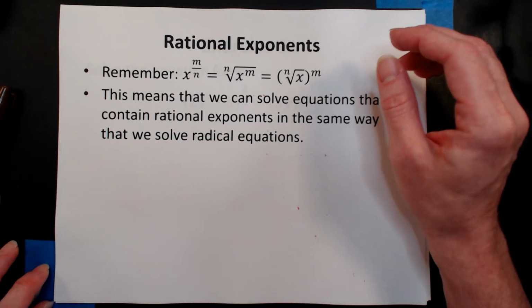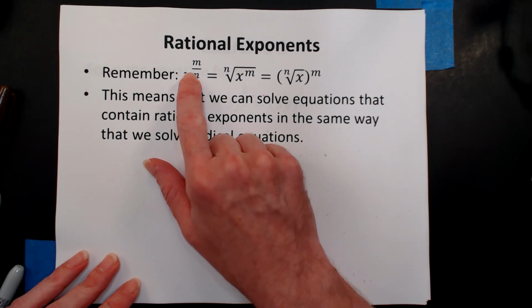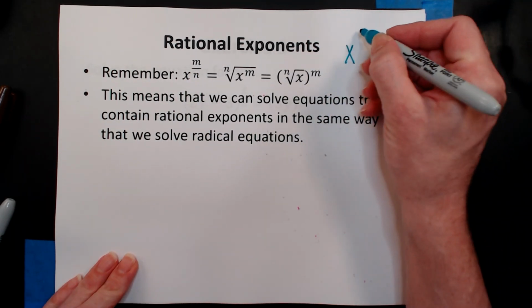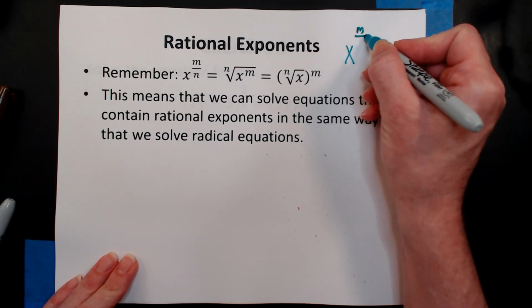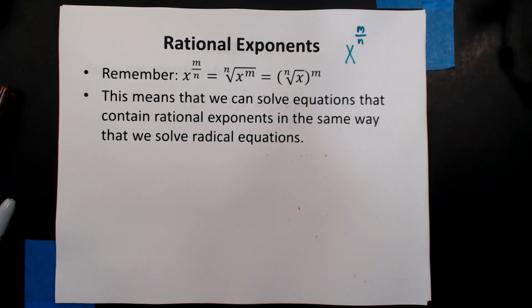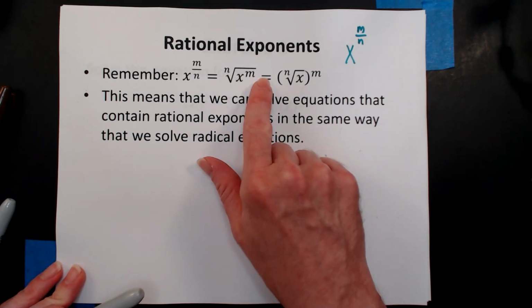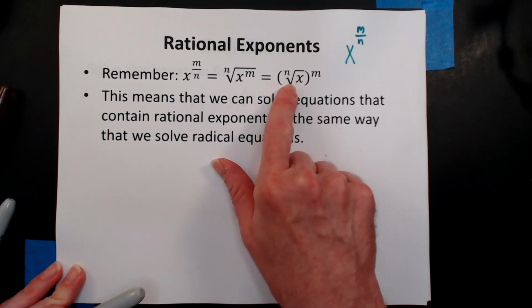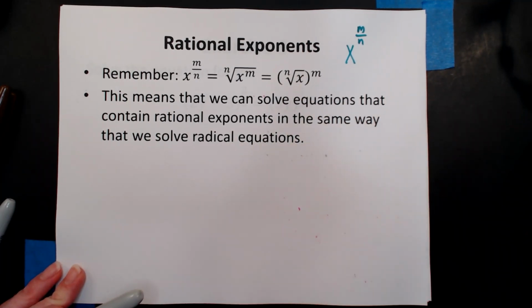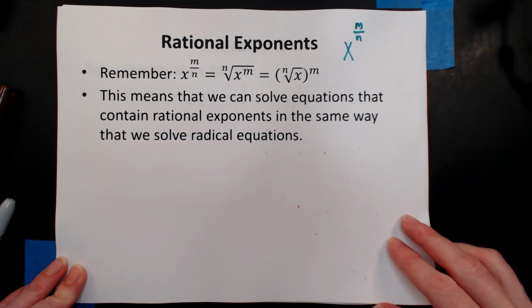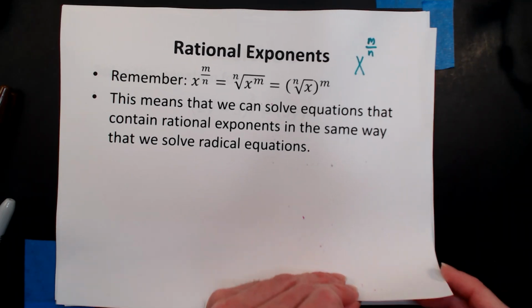Alright, so rational exponents. So if we remember, if we have x to the m over n, this is kind of hard to see, but that's an exponent. It'd be easier to see if it was written a little bit bigger. And so x to the m over n is the nth root of x to the m, or the nth root of x all raised to the m power. They're interchangeable. This means we can solve an equation that contains a rational exponent in the same way we solve a radical equation, which we just raise to whatever power we need to undo that radical.